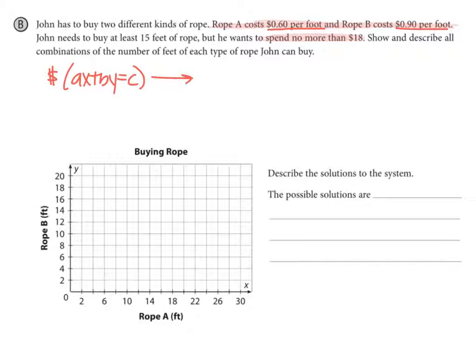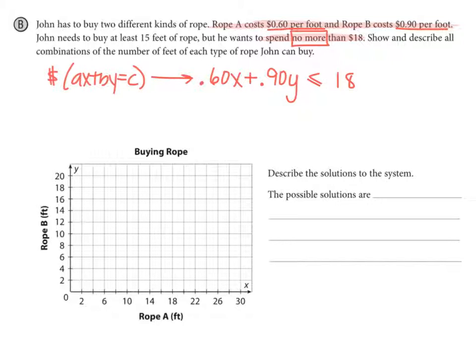So I'm going to write, I've got 0.60x plus 0.90y. Now, this time it's not equals. I know I have 18 over here. This says no more than. Remember, that's like saying not more. So it's going to have to be less. So this is less than or equal to.